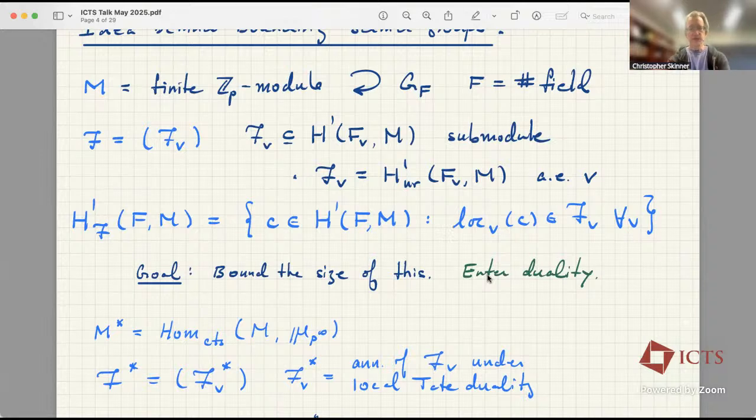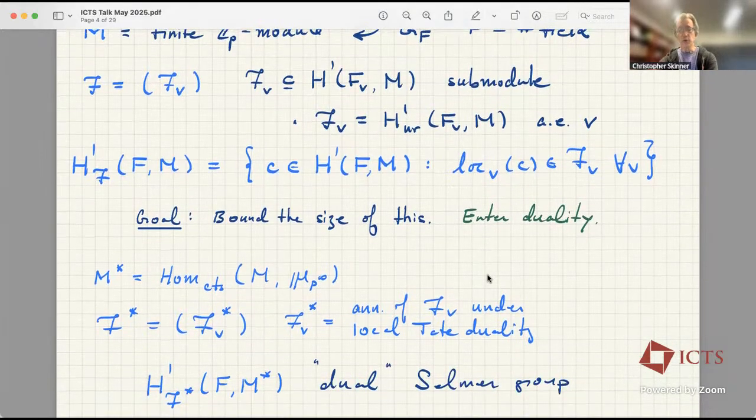There's a natural dual collection of local conditions where you just look at the local condition F_v star, that's the annihilator of the local condition F_v under local Tate duality. So there's a perfect duality between the local cohomology groups of these two modules. And so we can define its module, and we get a corresponding dual Selmer group. All right, so we're handed one Selmer group with these local conditions F, and we have naturally a dual Selmer group for the dual module. And the idea is to exploit the relation between these that comes from global duality.